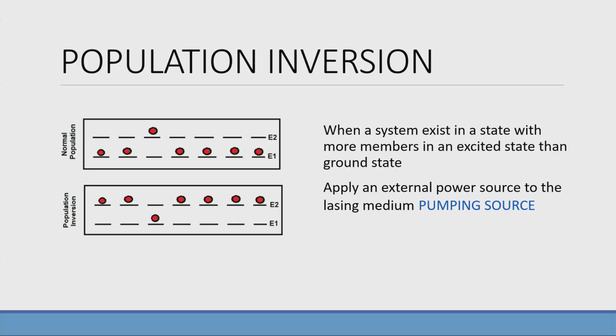In order for stimulated emission to happen, we need atoms in the excited state. A system where more atoms are in the excited state is known as population inversion. For population inversion to happen, we have to use an external power source. It can be optical or electrical.